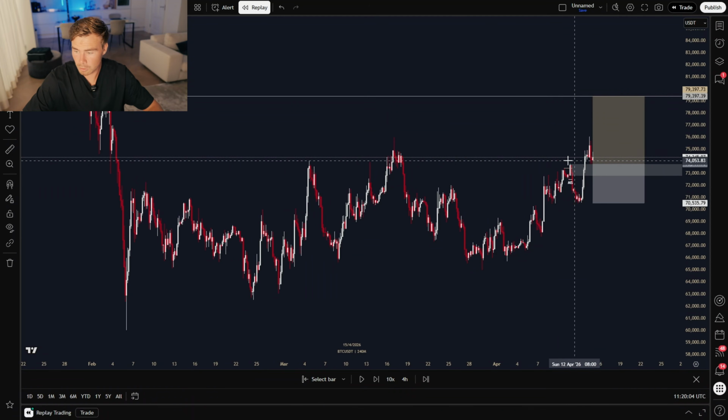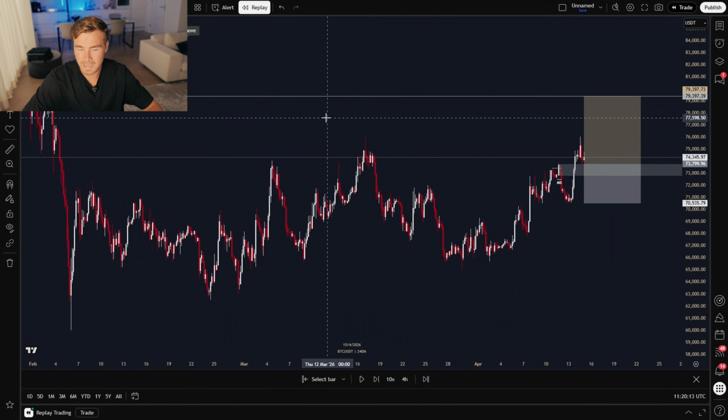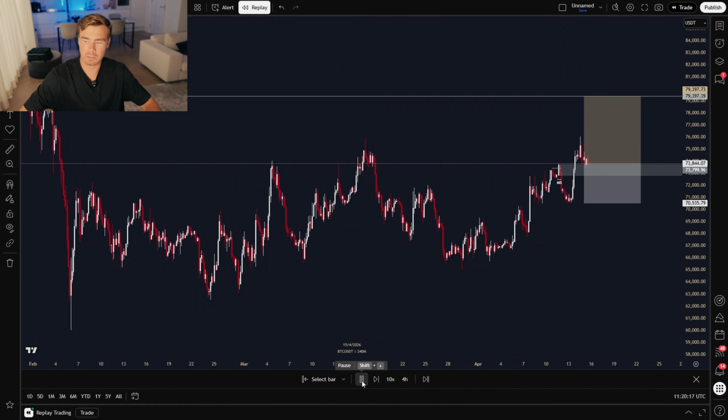So now we can see all requirements have been met. We can put a limit long exactly at the top of the bullish breaker block. We have our target right over here with those equal highs. And now this should be a great trade to play because all the requirements have been met.